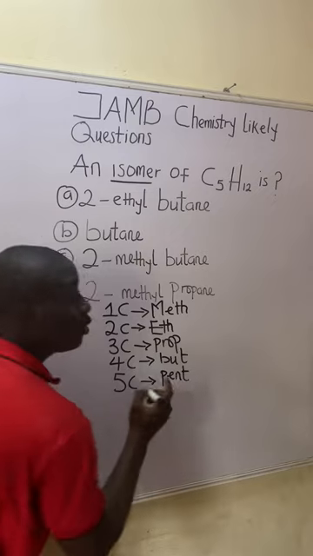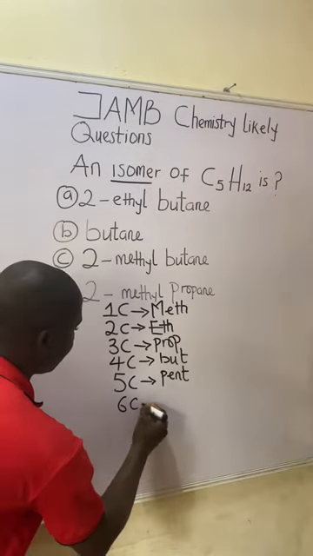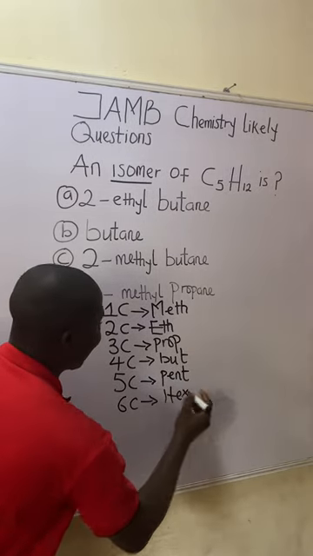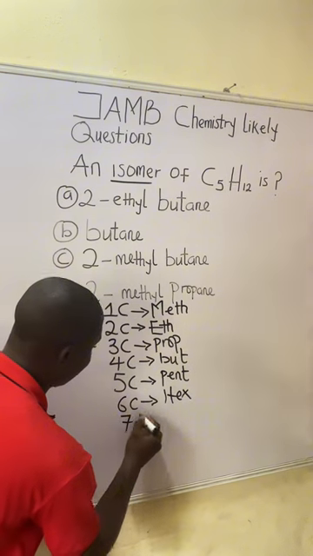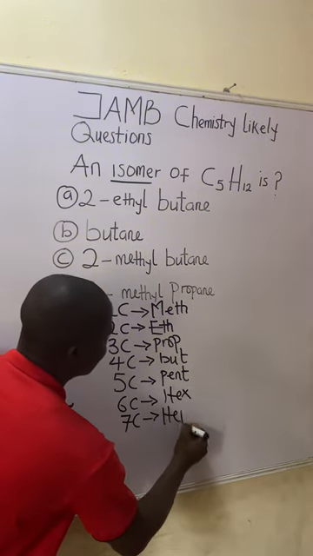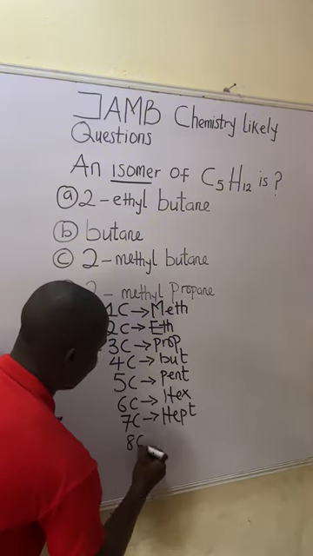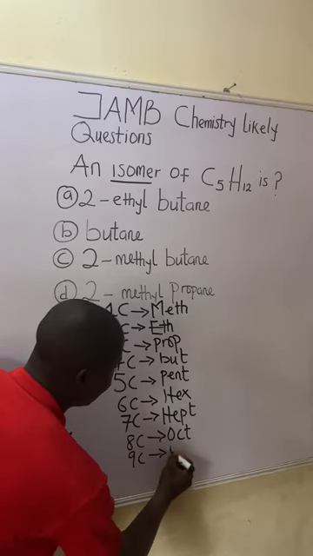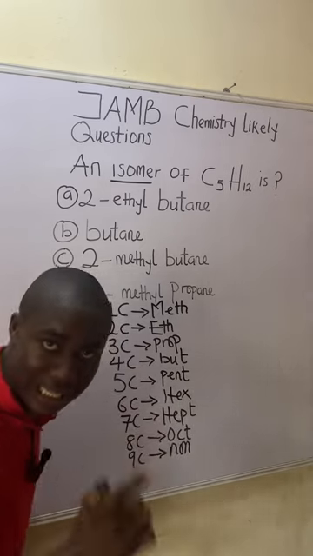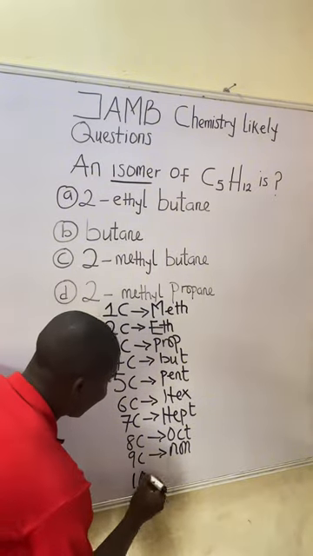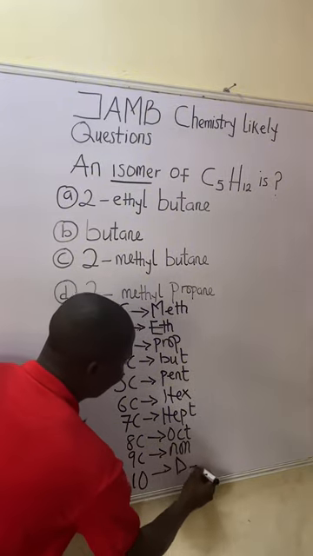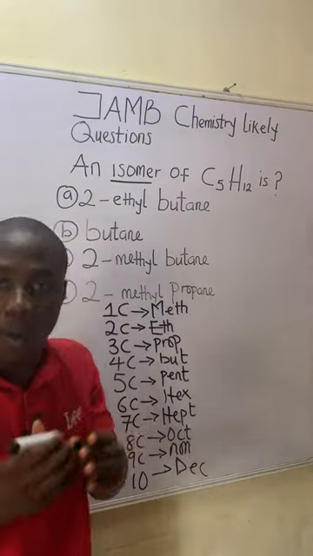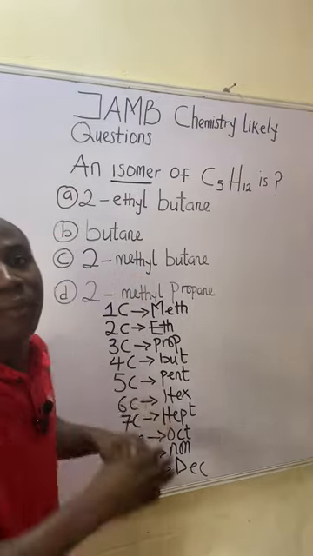An organic compound with six carbons, it is hex. An organic compound with seven carbons, it is hept. An organic compound with eight carbons, it is oct. An organic compound with nine carbons, it is non. And lastly, an organic compound with 10 carbons, it is dec. So all of these will help us to solve this particular practice question.